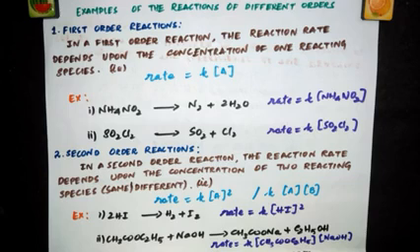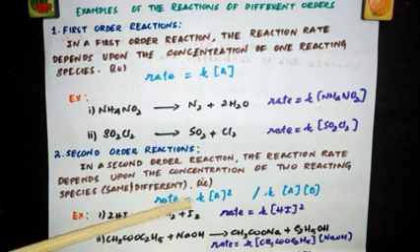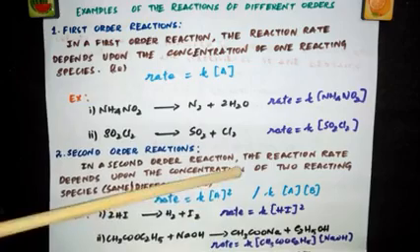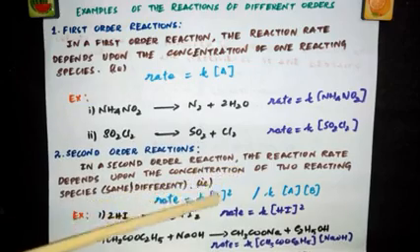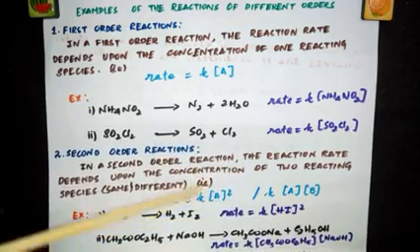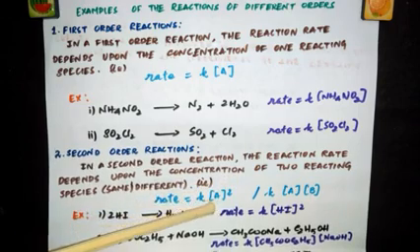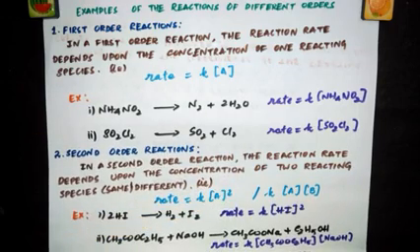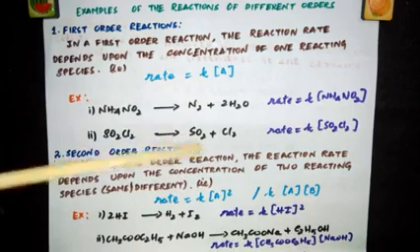Now coming to second order reactions. The reaction rate depends upon the concentration of two reacting species. When we say two reacting species, the reacting species can be same or different. That means rate is equal to k into [A]^2. So A is the reacting species and the rate depends upon the square of the concentration of A. Then the reaction is second order reaction.